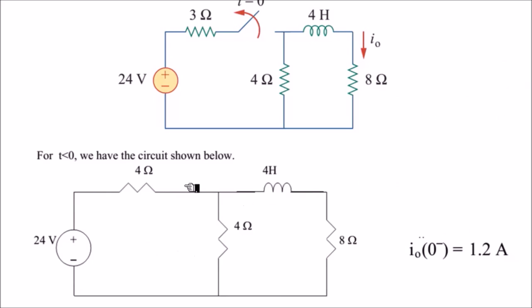If you analyze the circuit, when t is less than 0, the inductor will act as a short circuit. So replace the inductor by a short circuit and do the analysis, either mesh analysis or simplify the network, and find out the current flowing through the inductor. You should be able to get it by any of the circuit analysis techniques. If you calculate, you will get 1.2 amperes. That is your initial current, the current flowing through the inductor when t is less than 0.